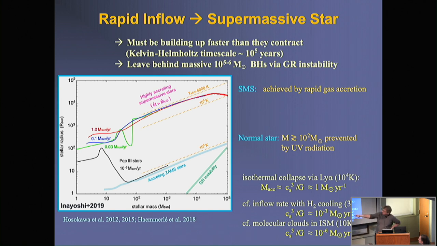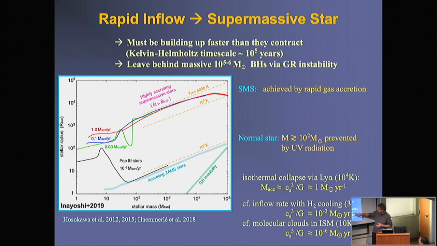The masses here reach 10 to the 5 solar masses, at which point a general relativistic instability is believed to produce a black hole from the inside out. The core collapses and makes the black hole. So that's very interesting. You have to arrange these large accretion rates. Just a very rough cartoon description is that the accretion rate in a self-gravitating ball of gas, which is collapsing at some fixed temperature or sound speed, is just sound speed cubed over G. So in a molecular cloud in the Milky Way, this number is maybe 10 to the minus 5 or 6 solar masses a year.